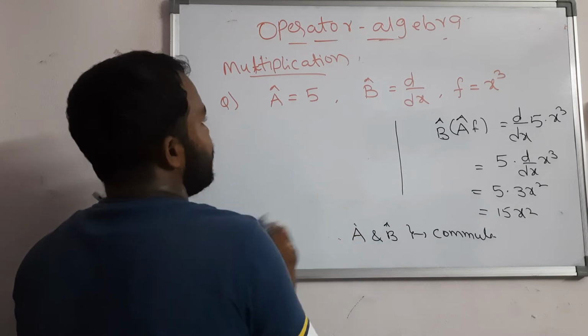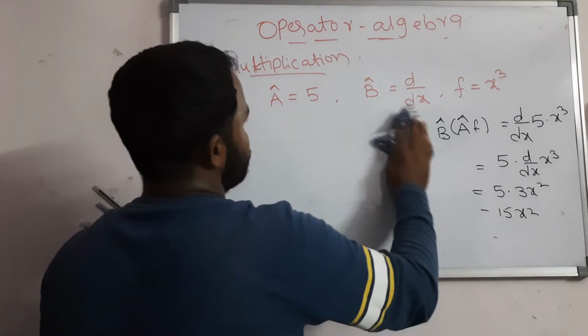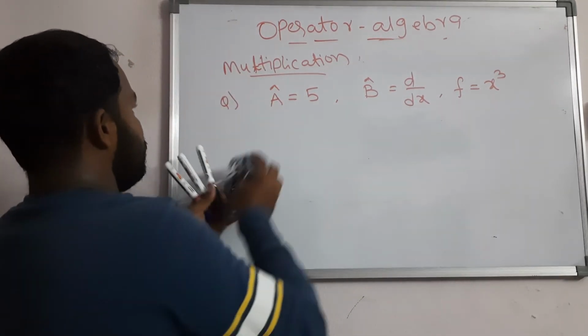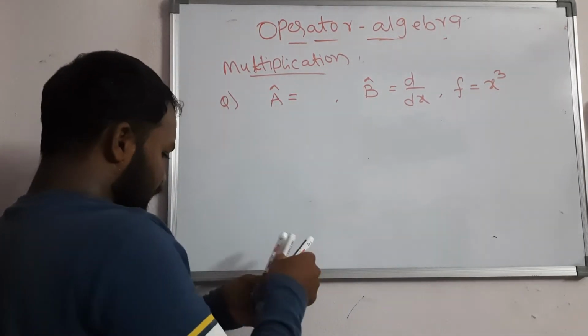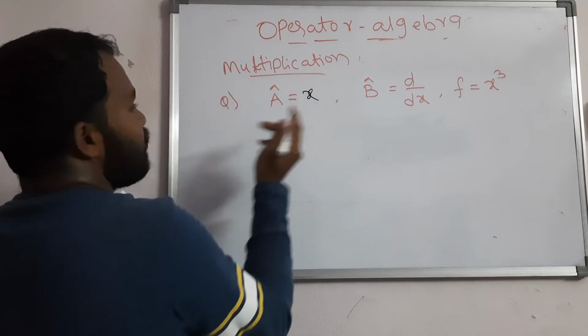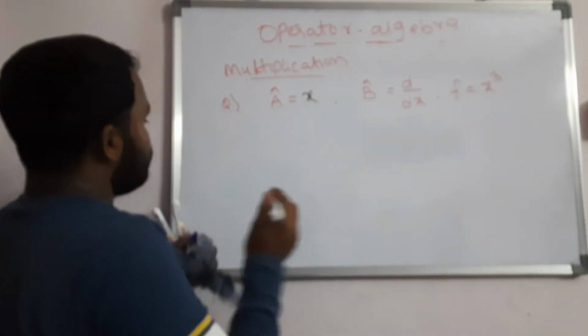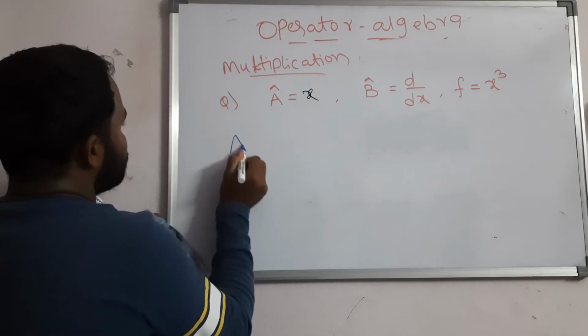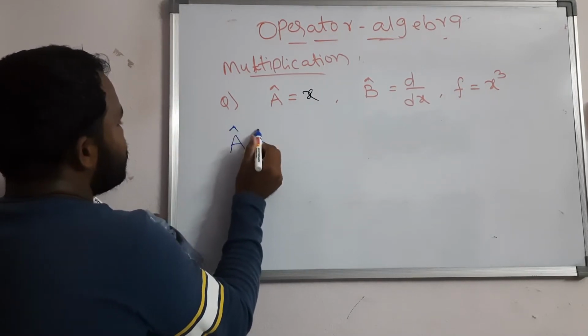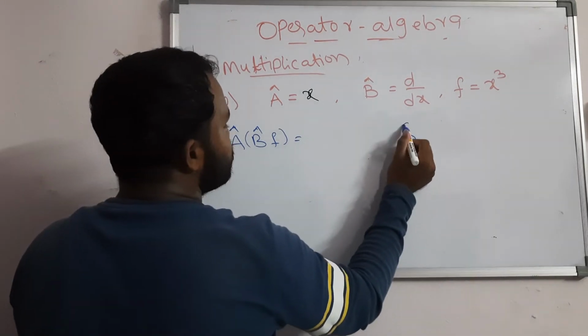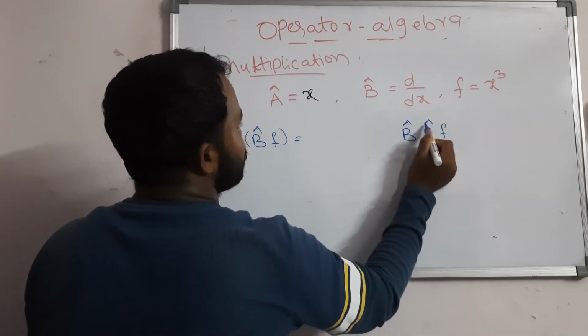Same problem, but now I am taking the A cap value as x. We will do the same for this. First we will write A cap into B cap into f, and also we will find B cap into A cap into f.